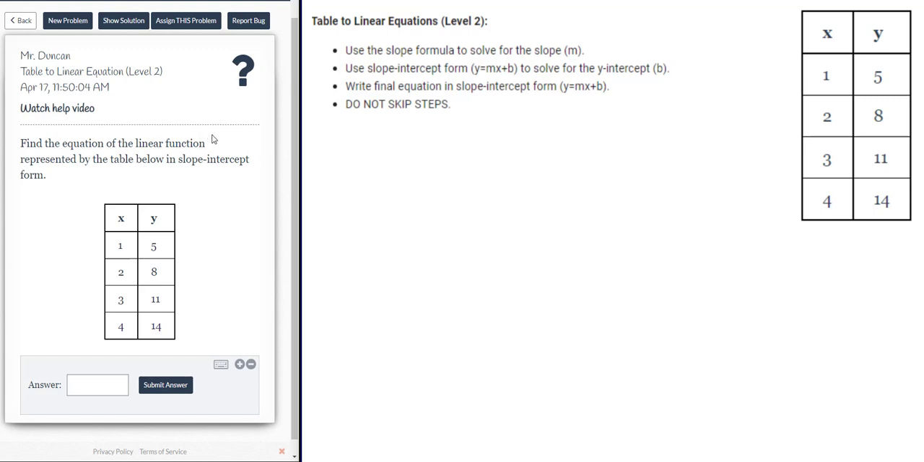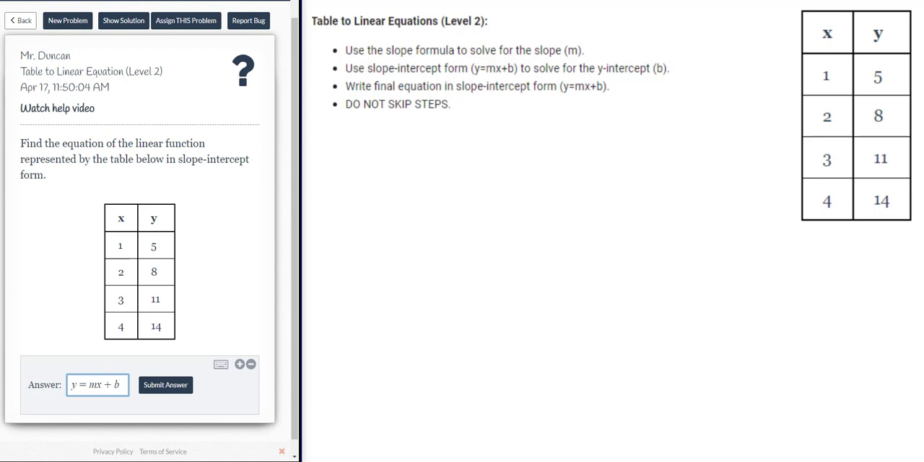Find the equation of the linear function represented by the table below in slope-intercept form. So we did do this last fall. This is just kind of a refresher as we get toward the end of the year. And the equation for slope-intercept form is y equals mx plus b, where the letter m is our slope and our b is our y-intercept.